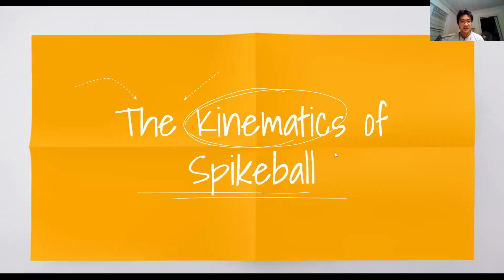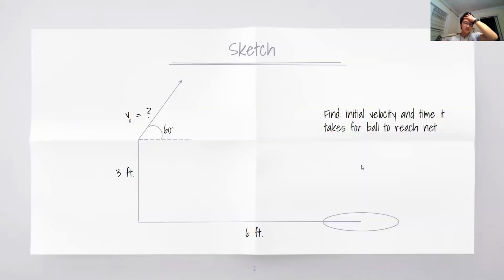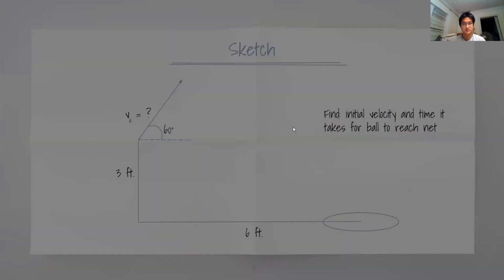All right, so now after that demonstration video, let's go through the kinematics of a spike ball. So here's a sketch of what I essentially demonstrated outside. So in the Y direction, we have 3 feet above the net because that's where my hand is in relationship to this net over here. And I'm standing 6 feet off from where the ball lands. And then we just estimate about a 60-degree angle of how I hit the ball out of my hand. So our goal here is to find the initial velocity and the time it takes for the ball to leave my hand and reach the net.